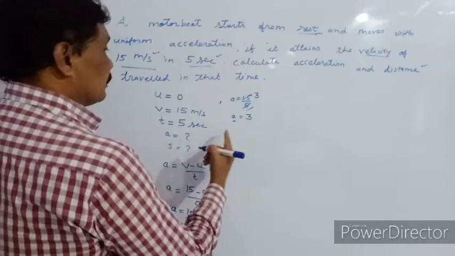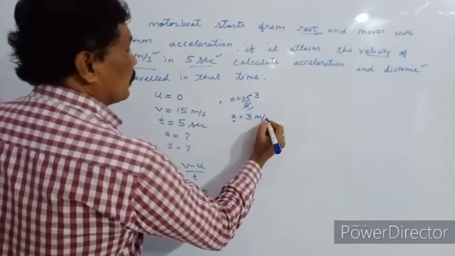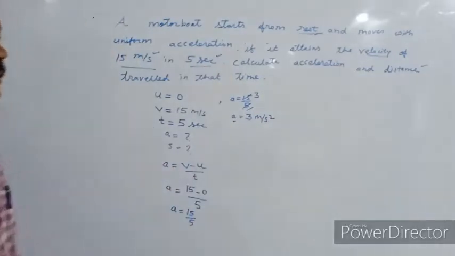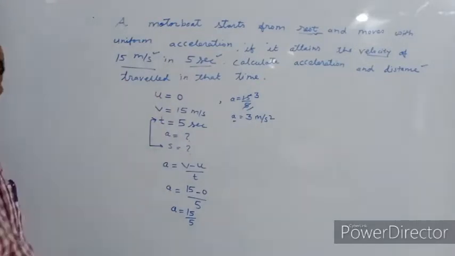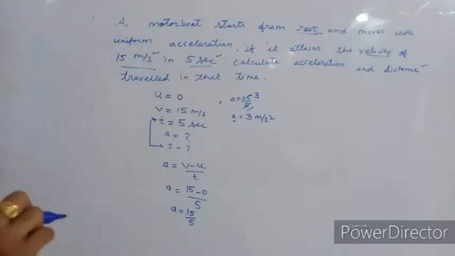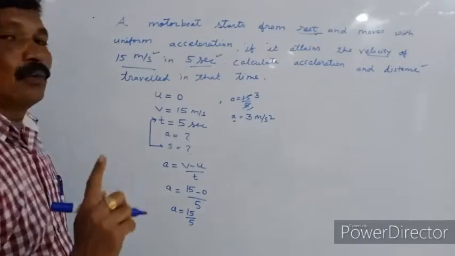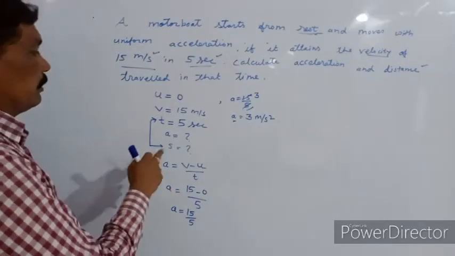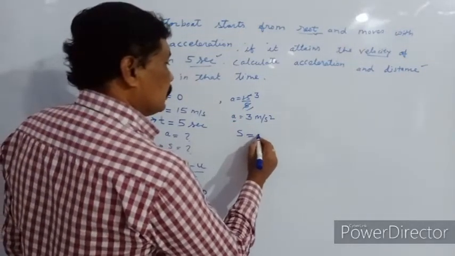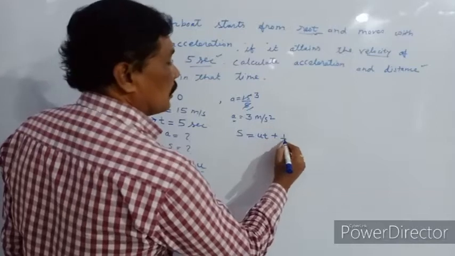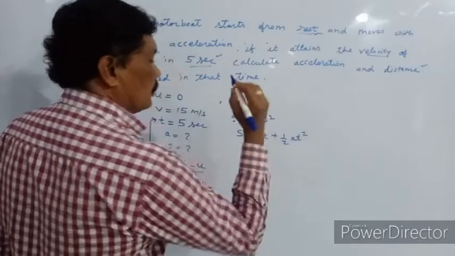What is the unit of acceleration? The unit of acceleration is meter per second square. Now again we have to find out distance. We have again one relationship, that is the distance and time relationship. While teaching the kinematical equations, I gave you one equation which tells us the relationship between distance and time. That is s is equal to ut plus half at square.